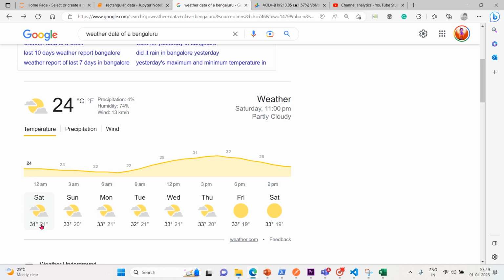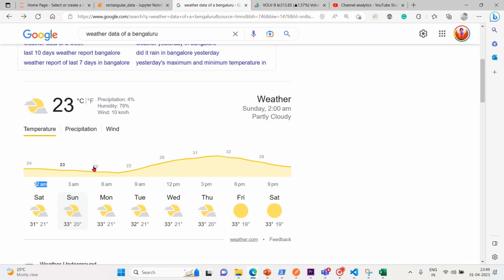If you see the temperature from 12 a.m. at Bengaluru till 9 p.m. at this moment, how the temperature has changed: it's 24 at 12 a.m., and then by 3 a.m. it became 23 degrees Celsius, and by 6 a.m. it became 22. Correct, absolutely, because early morning I felt cold. I felt very low temperature.